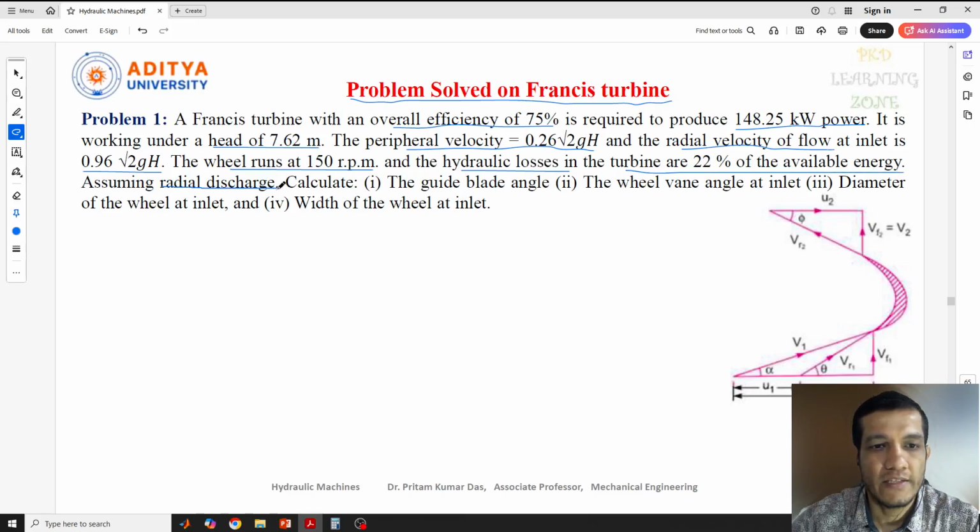Assuming radial discharge, calculate the guide blade angle and wheel vane angle at inlet condition, the diameter of the wheel at the inlet condition, and the width of the wheel at the inlet condition. So all the things we need to calculate are the inlet conditions only.